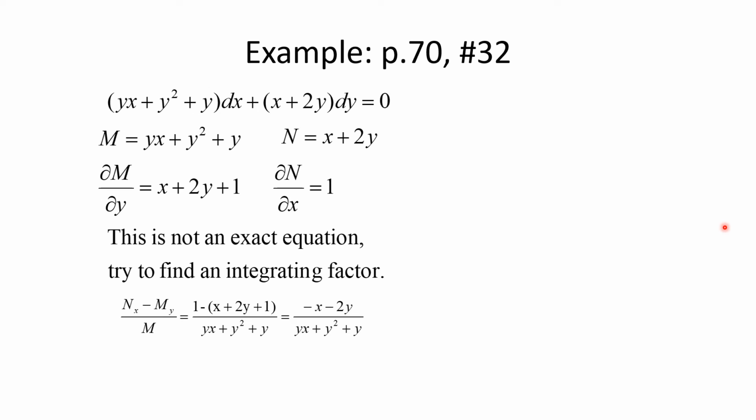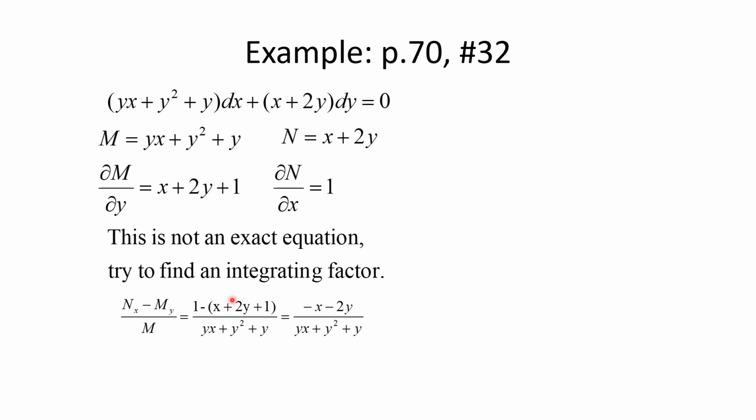If this simplifies to be a function that only has y in it, then we could use it as an integrating factor. So we found these values above. The partial of n with respect to x is 1. The partial of m with respect to y is x plus 2y plus 1. So if we plug those in, we get 1 minus (x plus 2y plus 1) divided by yx plus y squared plus y, so that was our m.